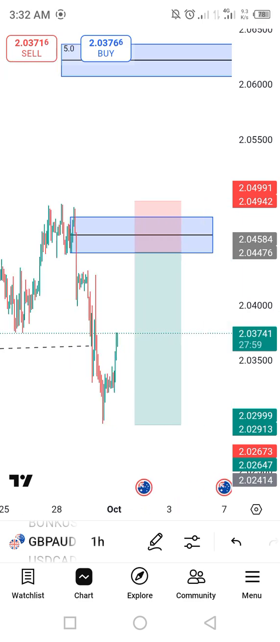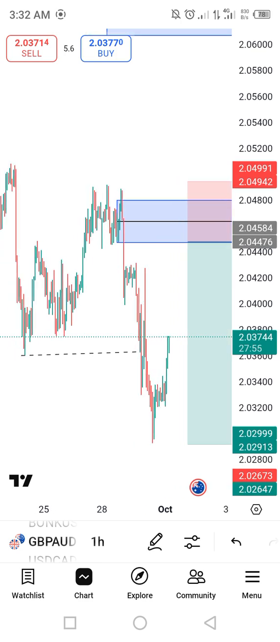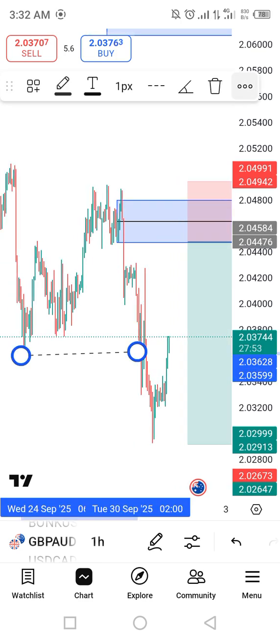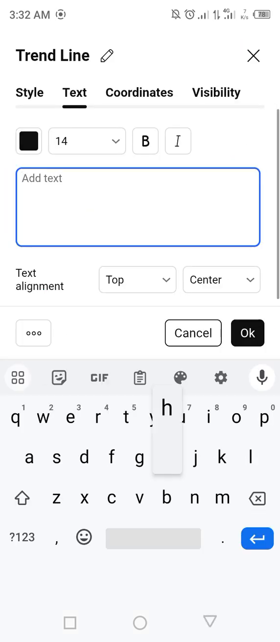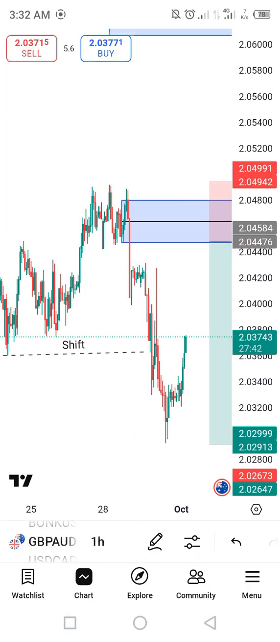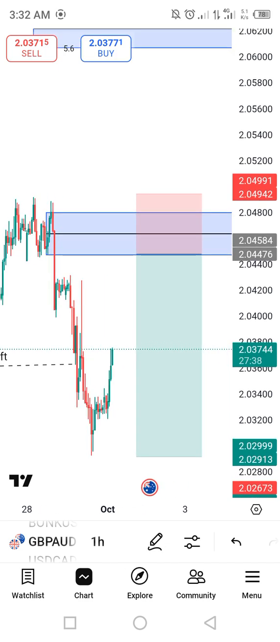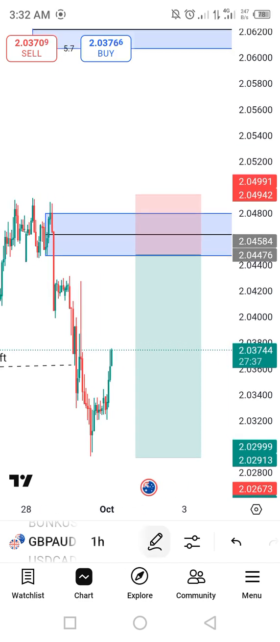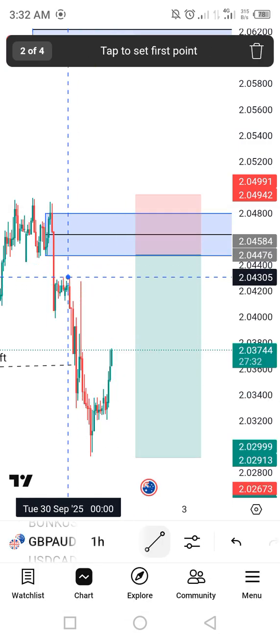You can see now I'm actually on the 1 hour time frame. You can see the market has shifted structure. First, identify a shift in market structure. Once you identify a shift in market structure, the next thing you're going to do is to make sure there's an obvious liquidity in the market. Let me just plot it out. You can easily see this is the liquidity.